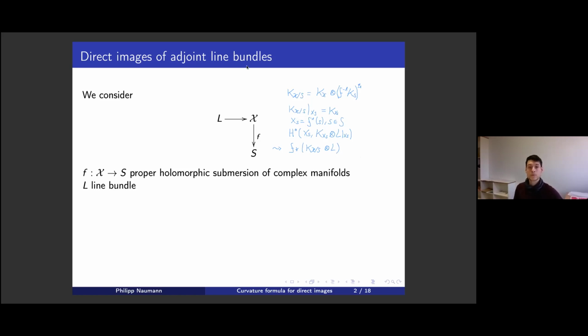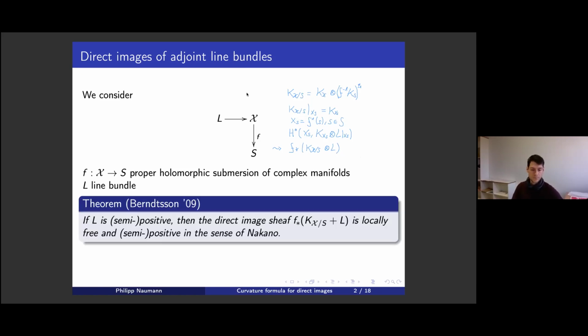The first statement in this direction is the result of Berndtsson, which says that this direct image is locally free and has some positivity properties as a vector bundle: it is semi-positive, respectively positive, if L is. This means the positivity of L is inherited by the direct image. The property of being locally free just comes from Ozawa-Takegoshi extension theory, from the positivity of L.